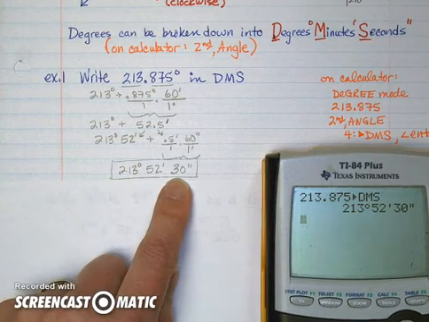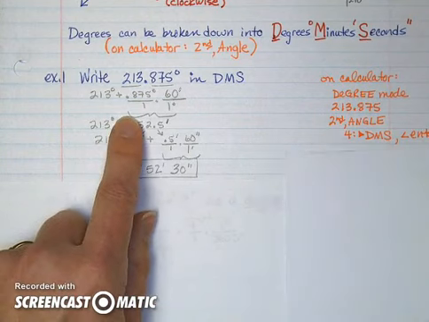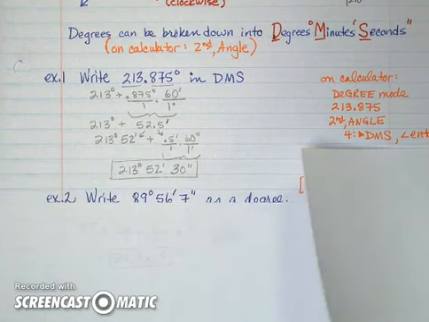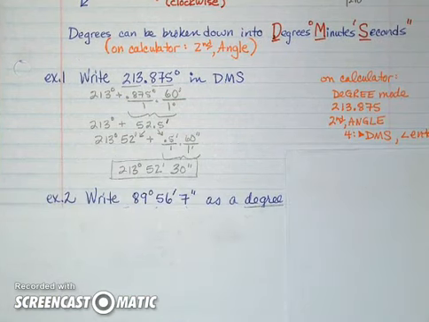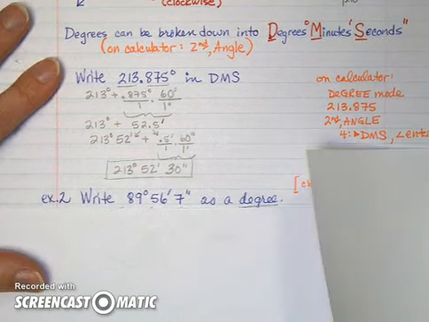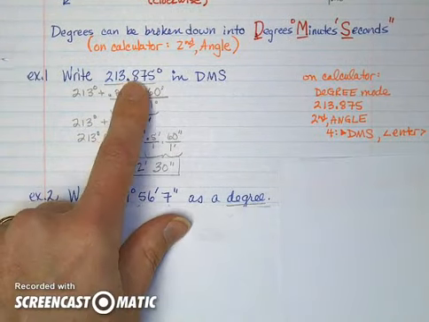Okay? I need you to know how to do it mathematically. All right, but that's a very quick way, your calculator, a good way to check it. Let's go the other direction. Now I'd like you to write 89 degrees, 56 minutes, and 7 seconds as a degree. All right, like this. I want you to write it in decimal form.